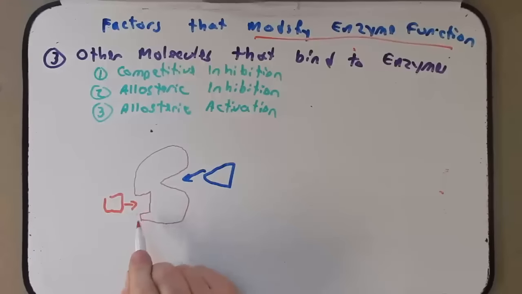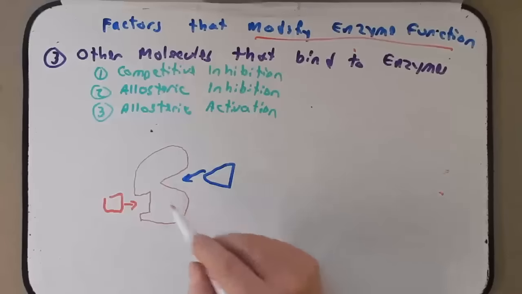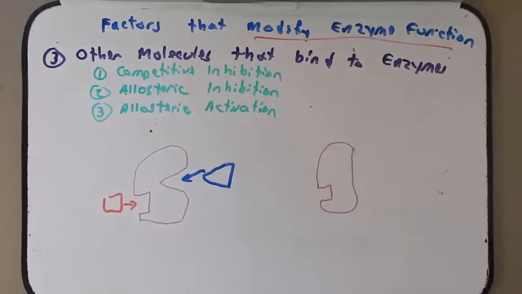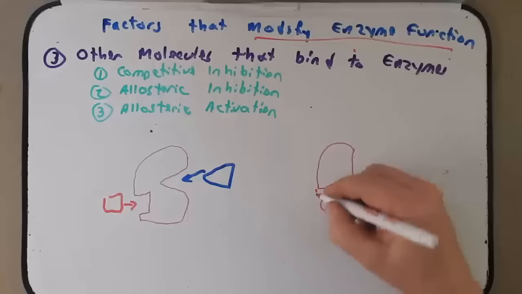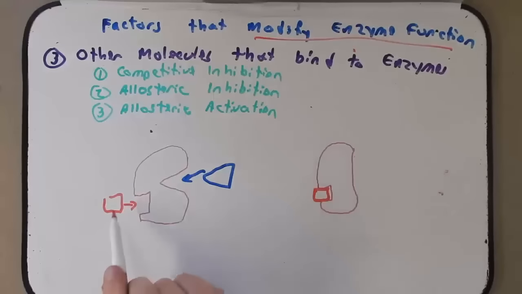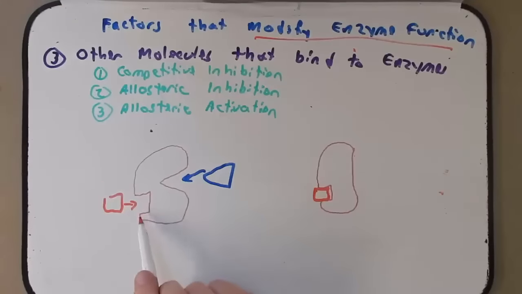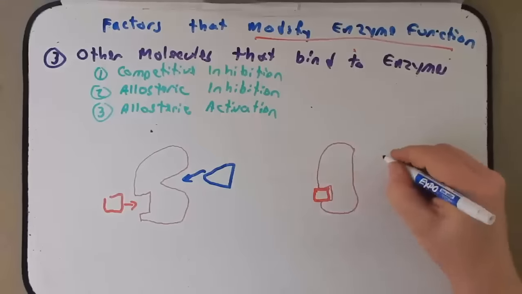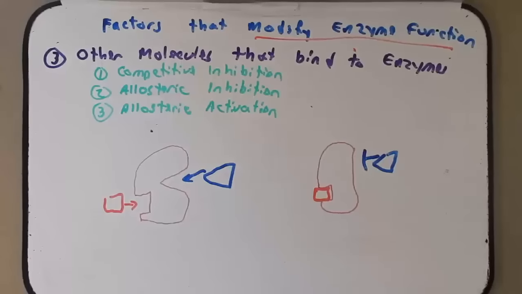And when it binds to this other binding site, there's a conformational change of this enzyme in such a way that the active site closes up, or is no longer accessible to the natural substrate. Again, an inhibitor binds to a binding site other than the active site. In doing so, it changes the conformation of the whole protein in such a way that the natural substrate can't have access to the active site.